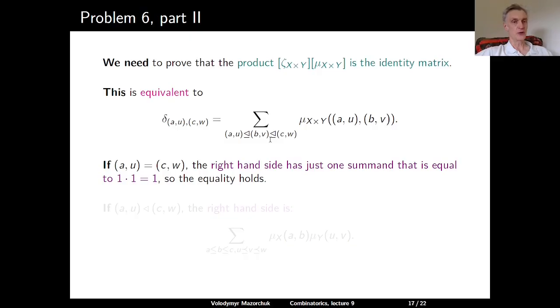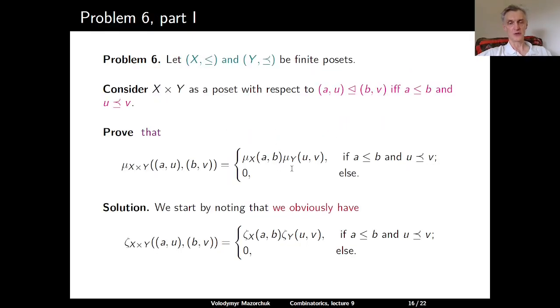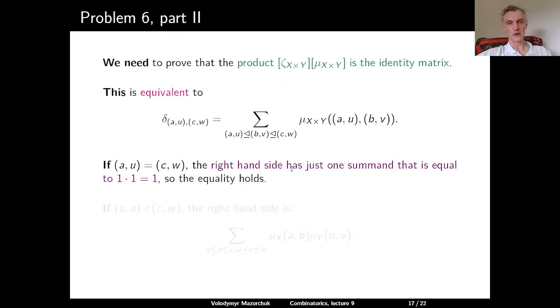So if a, u is equal to c, w, then the right-hand side has just one summand. That's b, v equal to this common a, u or c, w. And then, of course, in this summand, both factors are 1 from this definition of the mu function. So the value is 1 and the equality holds.